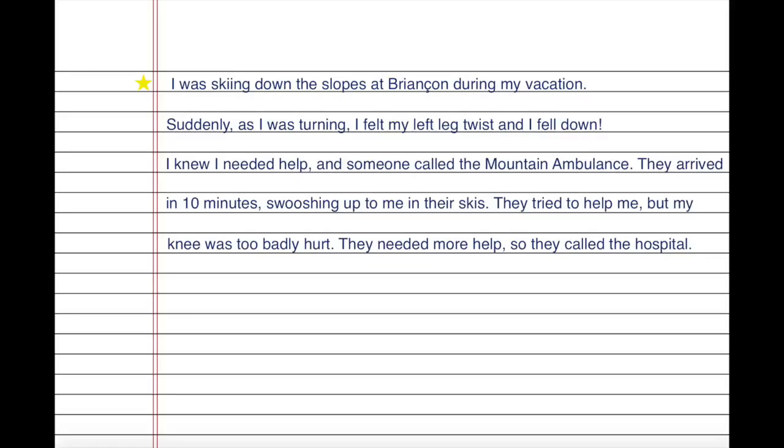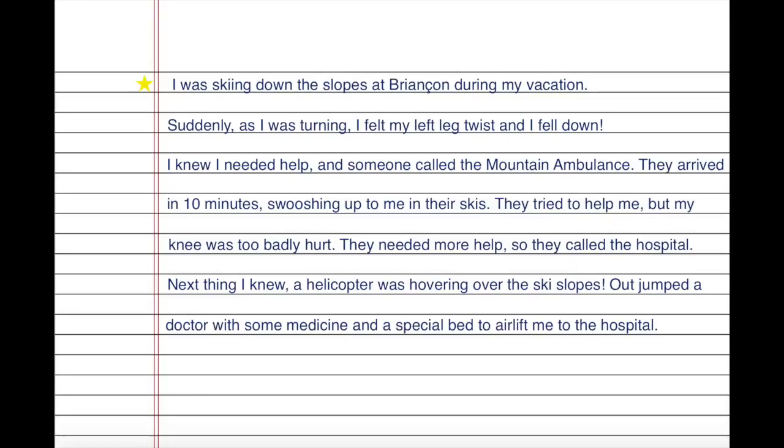They arrived in 10 minutes, swishing up to me in their skis. They tried to help me, but my knee was too badly hurt. They needed more help, so they called the hospital. Next thing I knew, a helicopter was hovering over the slopes. Out jumped a doctor with some medicine and a special bed to airlift me to the hospital.